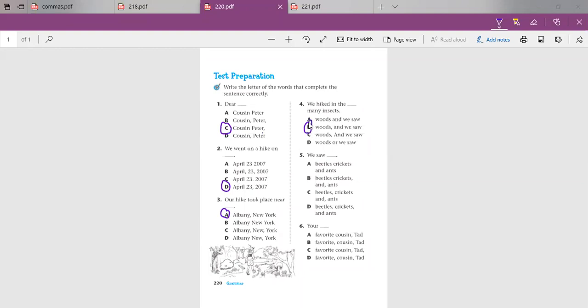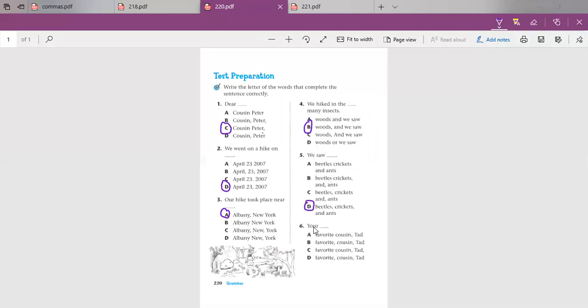Okay, number 5. We saw beetles, crickets, and ants. So which one has used the comma correctly? Which one is correct? Option D. Excellent. Option D, because beetles, comma, crickets, comma, and ants. And before and, no need for a comma.